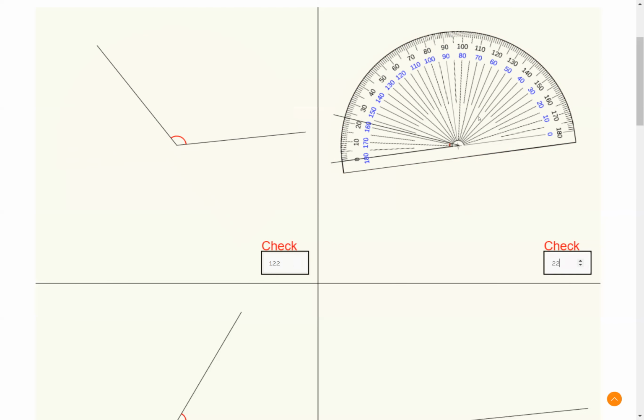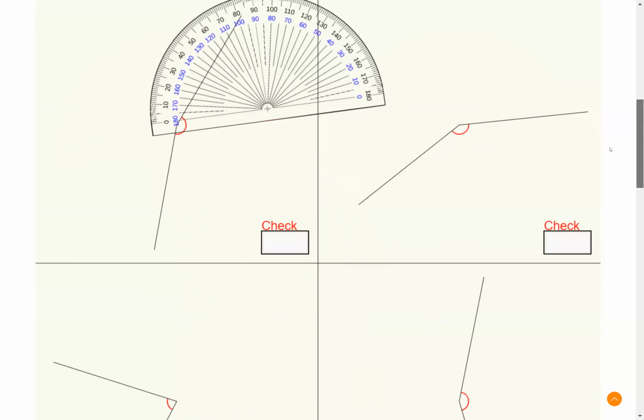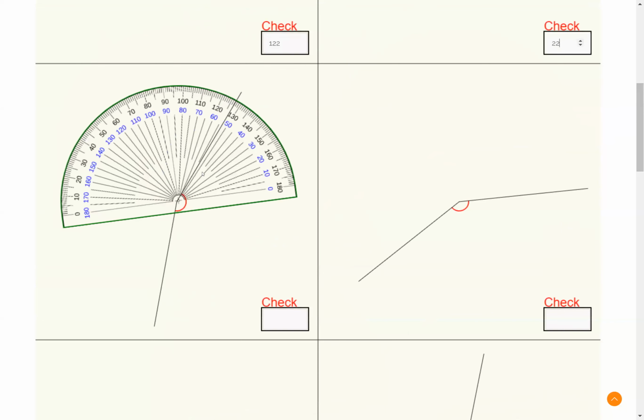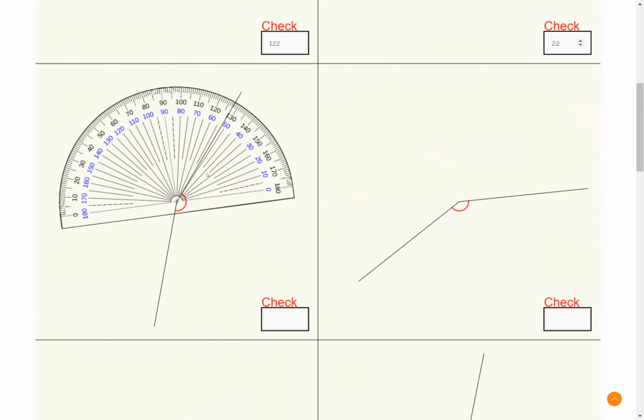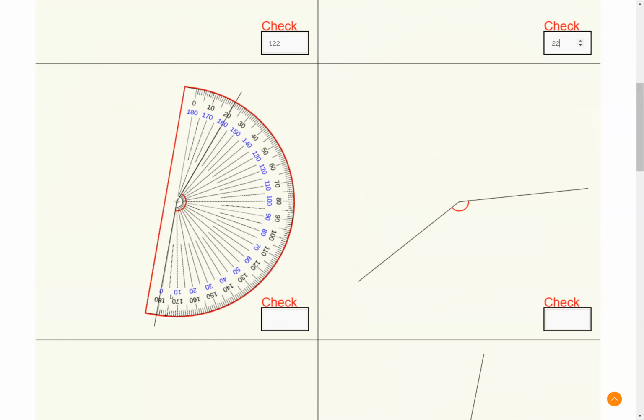Then we're going to go down. Let's check some more. Now over here, I'm going to align that with the vertex, and now I'm going to use the blue. The blue numbers are underneath, so this one starts with 0. I go around and around until I see my other side of the angle. Since I'm looking at the blue, it looks like it's exactly 160 degrees. So that's what I'm going to type in here.